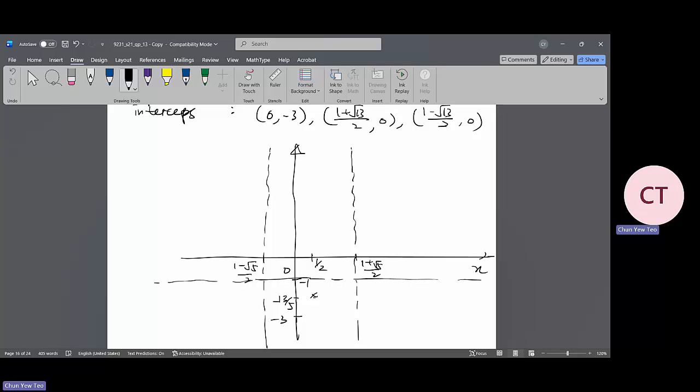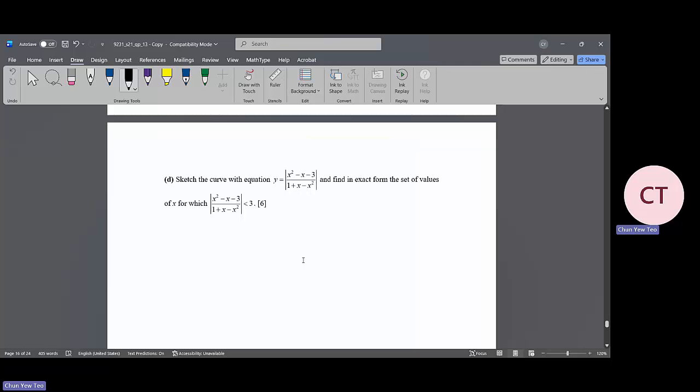So your graph will be like this. Then this point will be 1 plus 13 divided by 2, and this point will be 1 minus 13 divided by 2. That is your y. Okay, so this will be the graph for number 7C. Yeah. Now we move on.